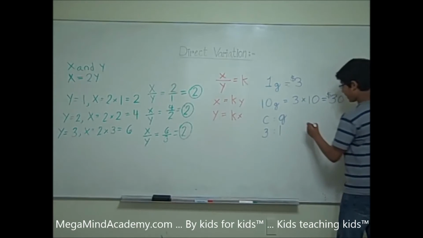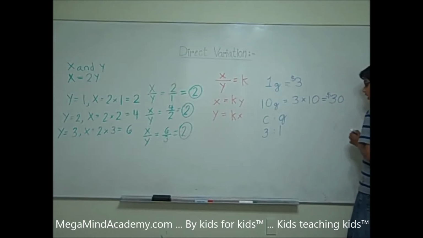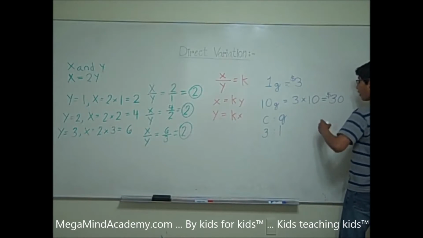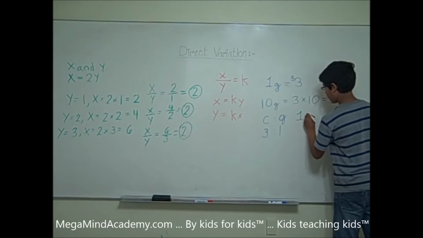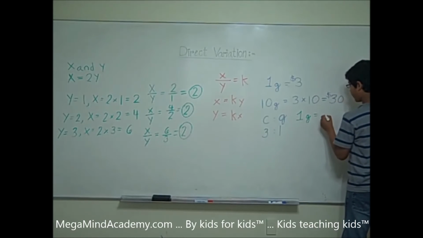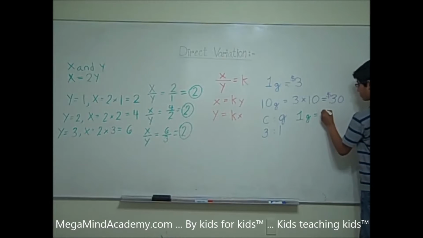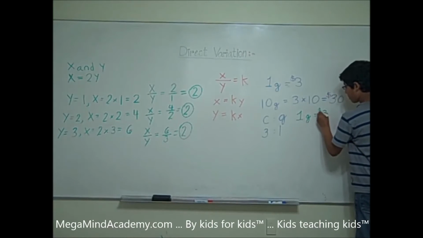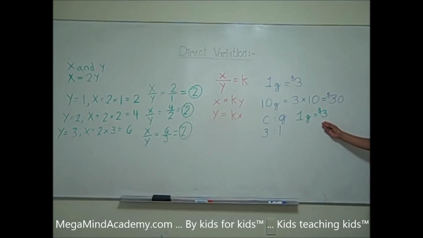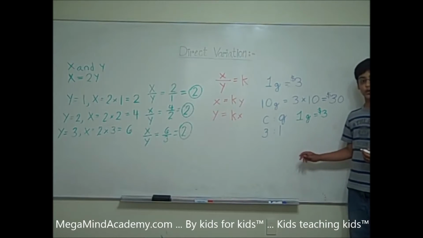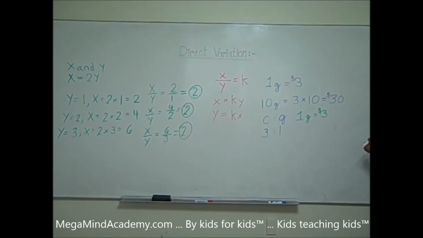When we buy 1 gallon, it costs $3. Now, let's write this $3 in the fraction of C over G, cost over gallons. C over G is equal to cost $3 over gallons, 1 gallon, which is equal to 3.